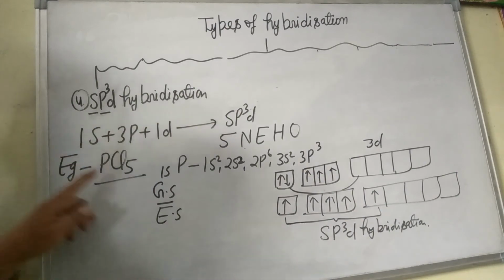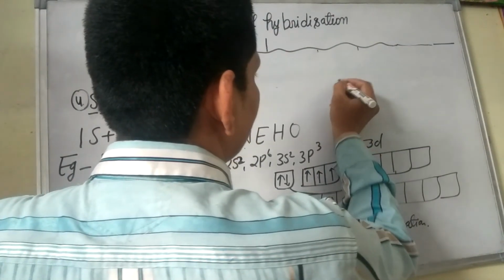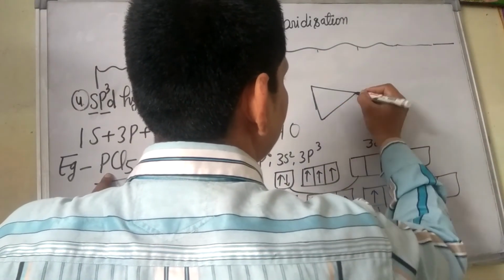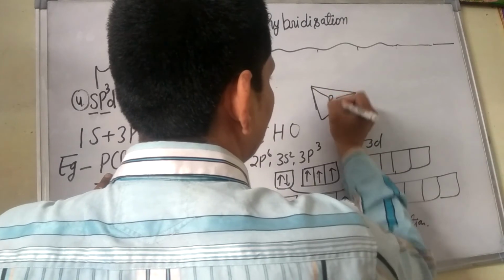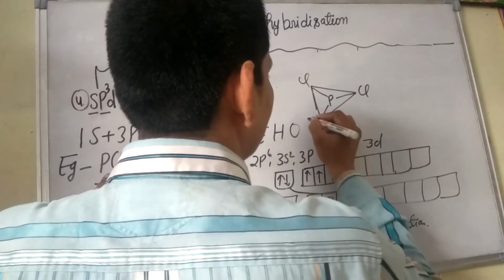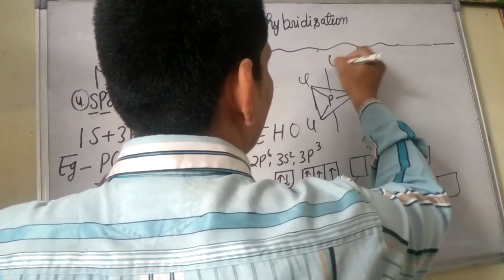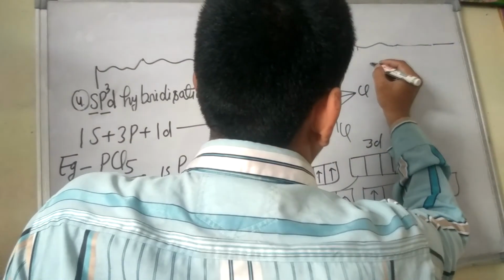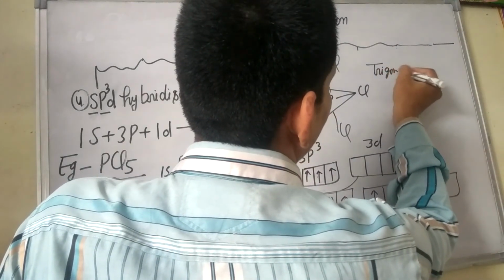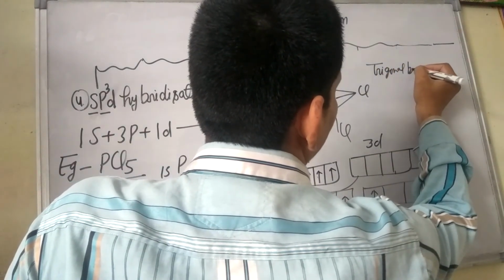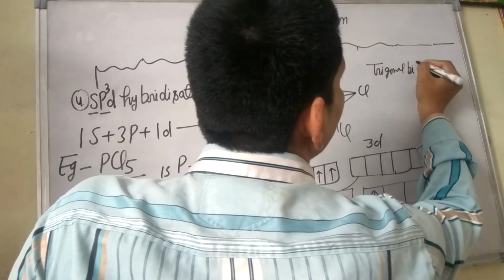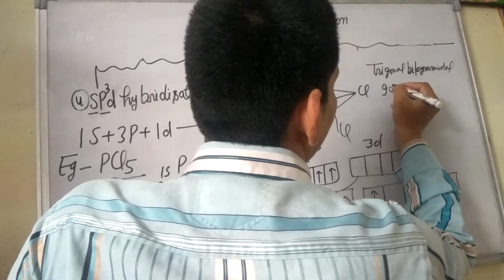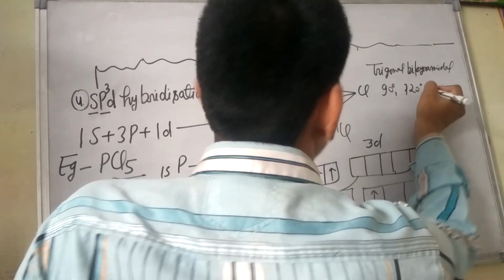Now I am telling you the structure of PCl5. This is the structure of PCl5: 1 phosphorus, with 1 Cl, 2 Cl, 3 Cl, 4 Cl, 5 Cl. Its structure is trigonal bipyramidal. After this, bond angles are 90 degrees and 120 degrees.